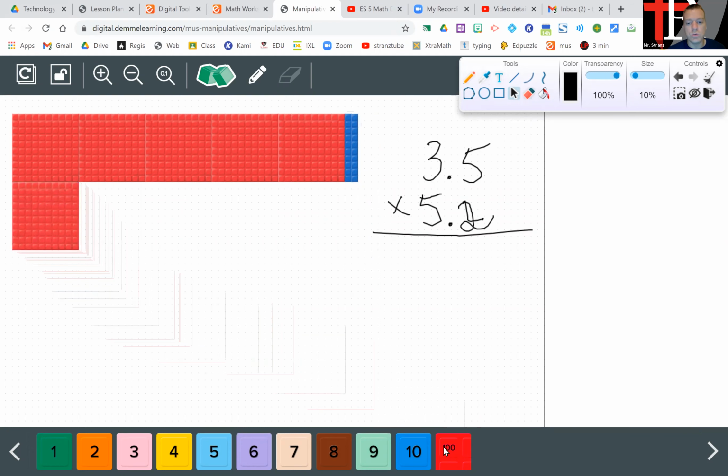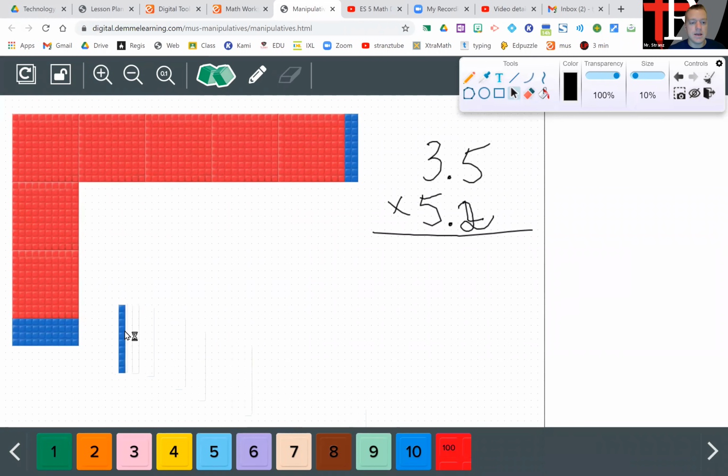So 1, 2, 3, and then 5/10. This one's going to take a little bit longer to fill in the white space. 3/10, 2 more, 4/10, and then 5/10. Okay, so I'm going to go ahead and stop the video for a second. I'm going to fill in this white space, and then I will get back with you once that's in, and we will solve the problem.